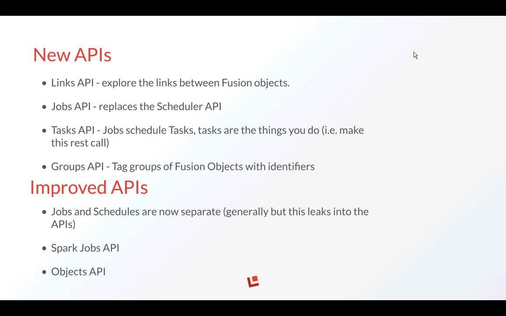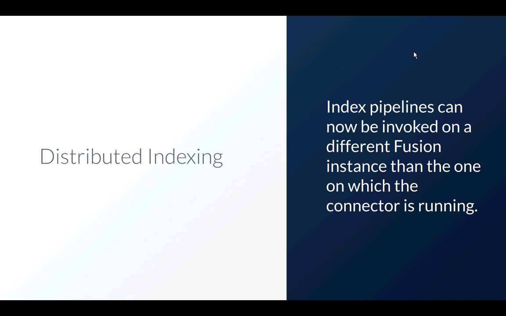There are new APIs in this release. Mainly, these have to do with the restructuring of the scheduler from the jobs it manages, and the new APIs for managing objects from the Object Explorer. Also, some of the other APIs have been improved or slightly modified, either along those lines or to give you more control. And this is a big one: distributed indexing. Indexing is now distributable. You can now invoke your index pipeline on a different instance from the one holding your connector.